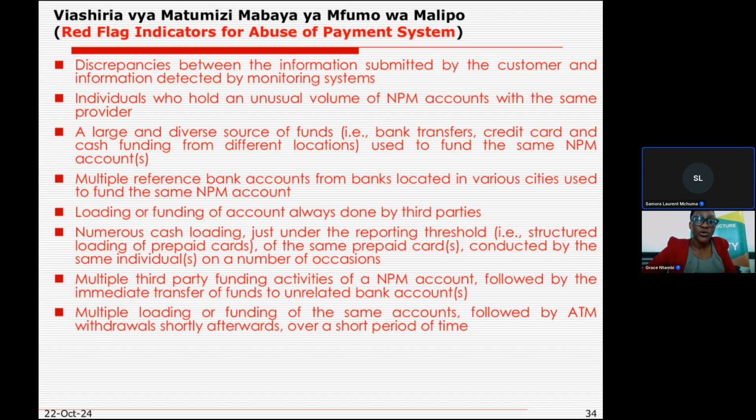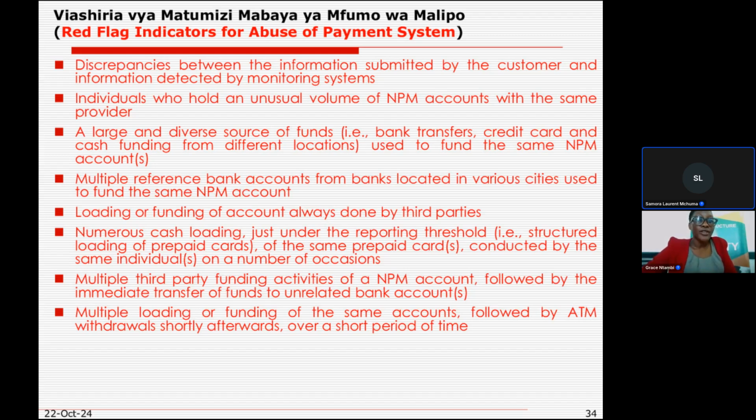You have numerous cash loadings just under the reporting threshold. So if it's $10,000, you have a person depositing $5,000 and then depositing $2,000 the same day. They're depositing another $3,000, and then the totality of it is $10,000 or more. That is already suspicious. If it's broken down into different transactions, that is suspicious and should be flagged as such.